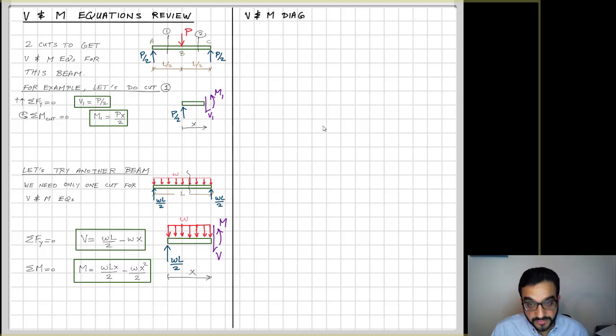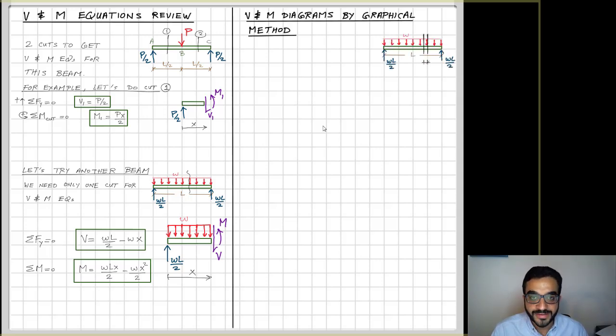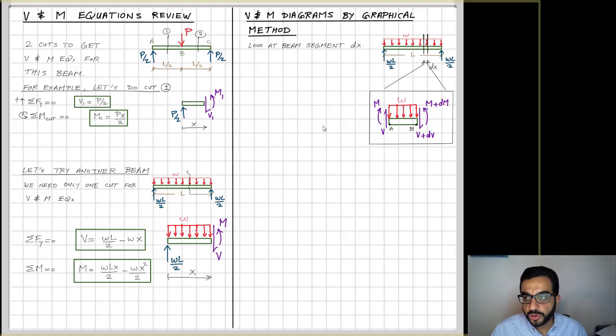But let's use deductive reasoning now and try to come up with this graphical relationship, or prove the graphical method that we will use, that amazing method that will save us a lot of time in drawing shear and moment diagrams. What we'll do is take the same beam with a distributed load and isolate a very slim segment of length dx. We'll do two cuts, to have a little slim section of the beam.